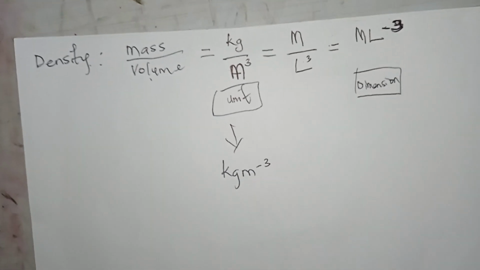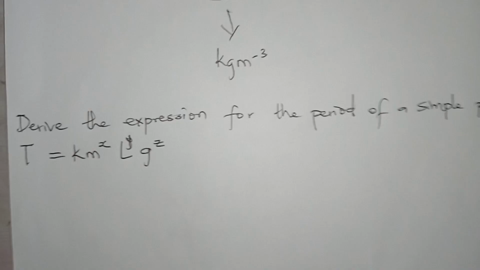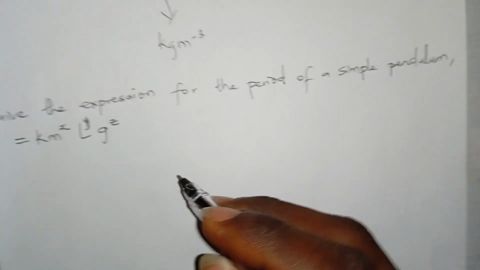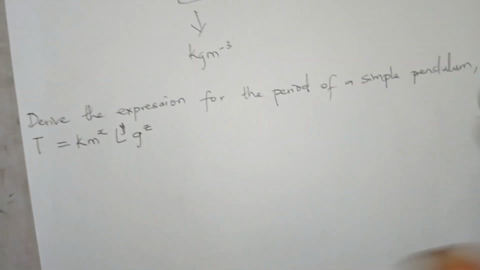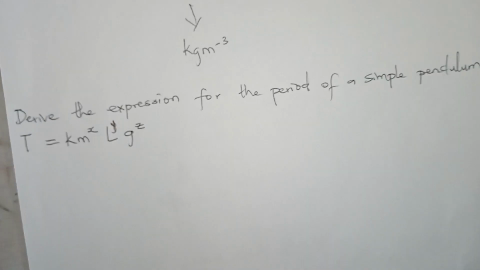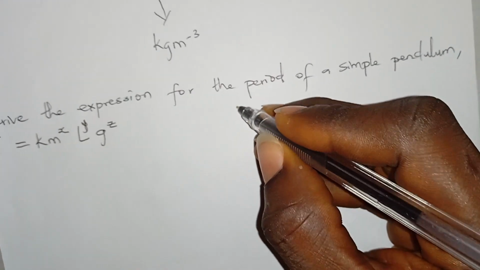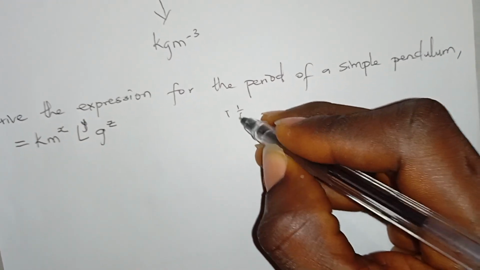So let's take another example of a derived unit. This question says, derive the expression for the period of a simple pendulum, T. We know that the simple pendulum has different formulas. It has a formula which is T equals 1 over f.